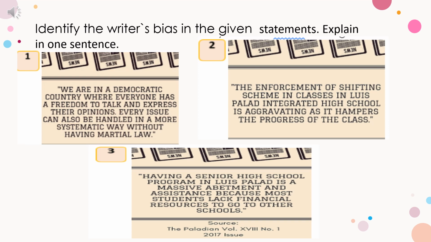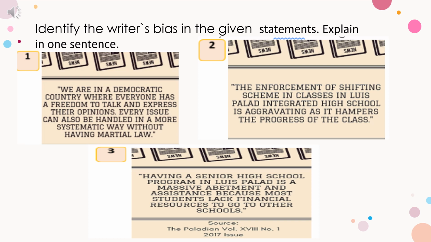Number two, the enforcement of shifting scheme in classes in Luis Palad Integrated High School is aggravating as it hampers the progress of the class. The writer is biased against the enforcement of shifting scheme in classes in Luis Palad Integrated High School.